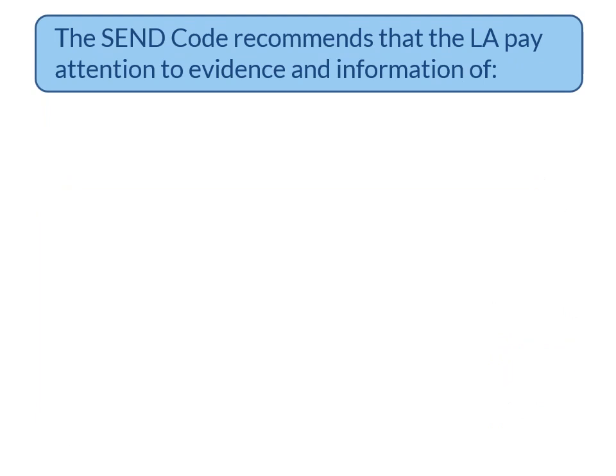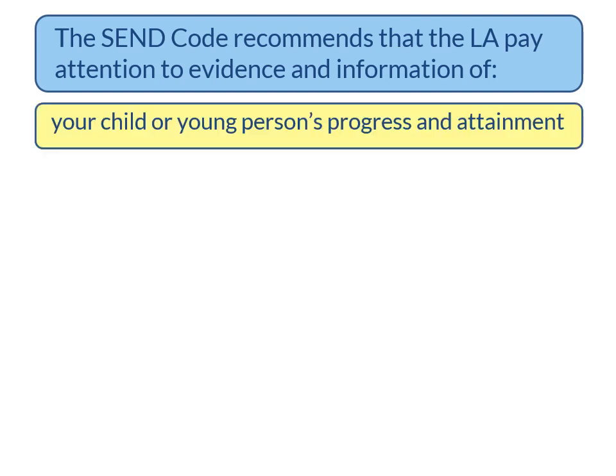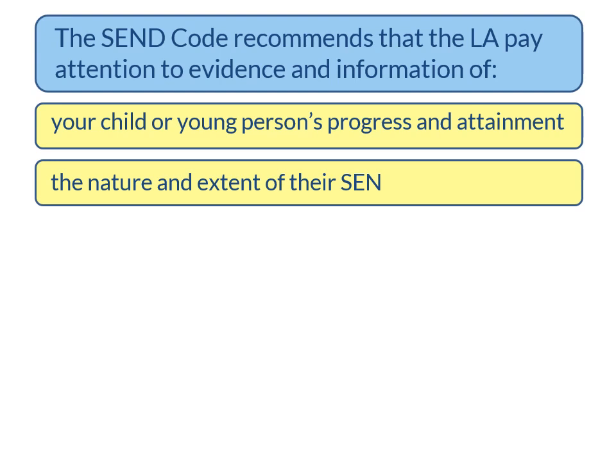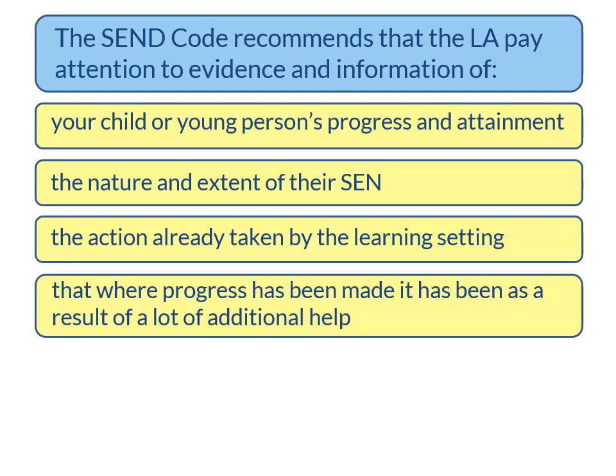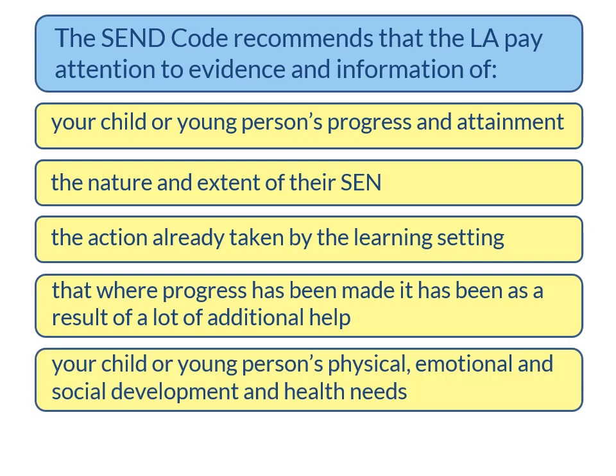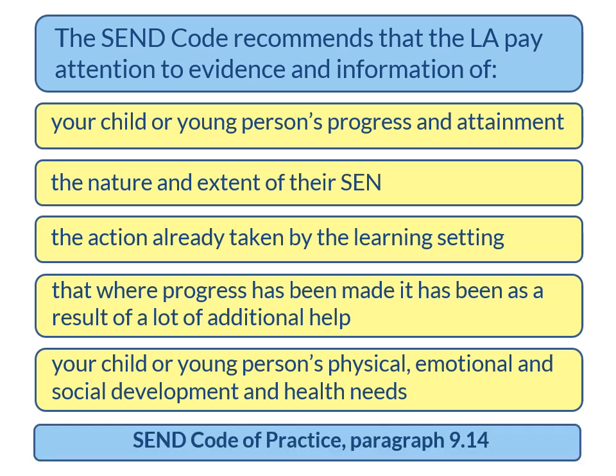The SEN Code recommends that the local authority pay attention to evidence and information of your child or young person's progress and attainment, the nature and extent of their special educational needs, the action already being taken by the learning setting, that where progress has been made, it has been as a result of a lot of help, which is in addition to what is usually provided, and your child or young person's physical, emotional and social development and health needs. And they may draw on relevant evidence from health professionals and what they have done to meet your child or young person's needs.